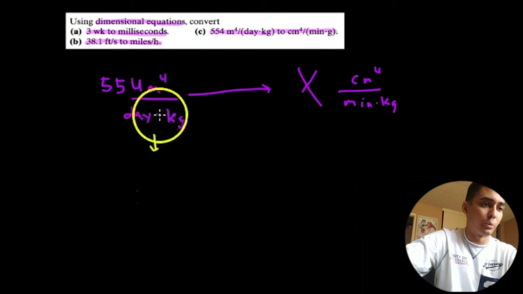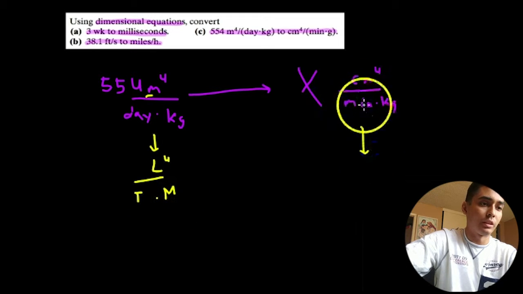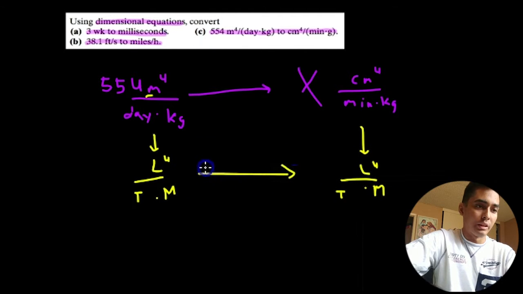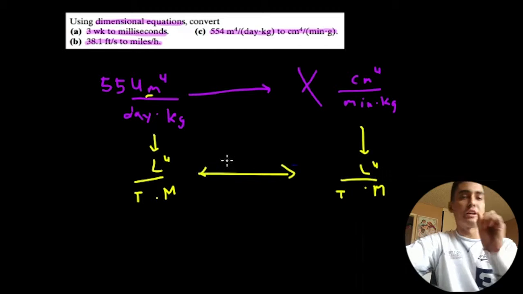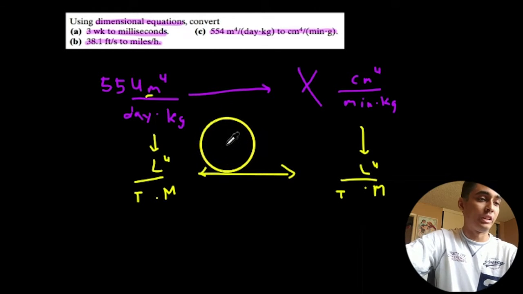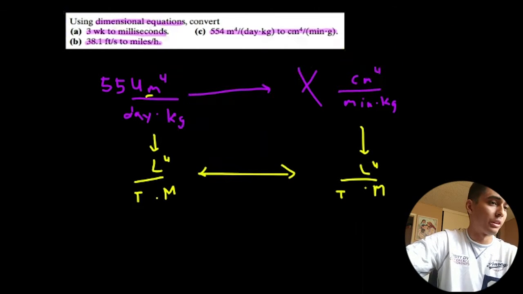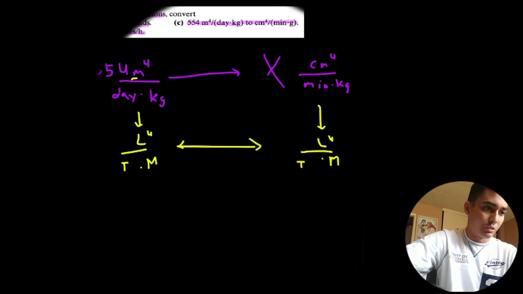So meters to the fourth, that's going to be in length to the fourth, because meters is a length, divided by days, which is a time dimension, and kilograms, which is a mass dimension. And converting this, centimeters to the fourth, again, is length to the fourth, minutes is, of course, time, and kilograms is also mass. So we can, in fact, convert these. Very, very important, I'm telling you. It's tedious at first, but you really want to check your dimensions, especially when it's something so weird like this. So, same thing, all over again.